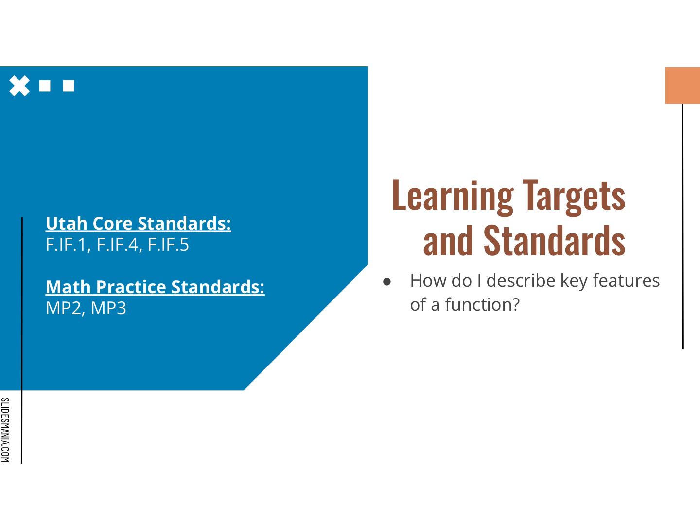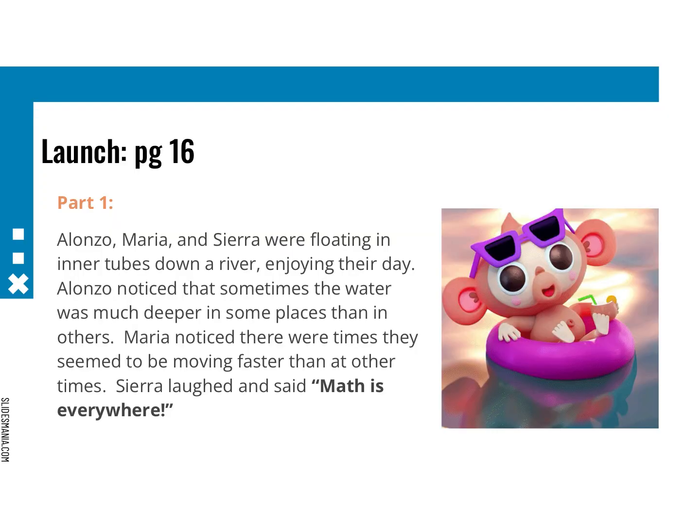All right, kind of starting this, Alonzo, Maria, and Sierra were floating in inner tubes down a river, enjoying their day. Alonzo noticed that sometimes the water was much deeper in some places than in others. Maria noticed there were times they seemed to be moving faster than at other times. Sierra laughed and said, "Math is everywhere." I agree on that. Oh, and also we're on page 16.